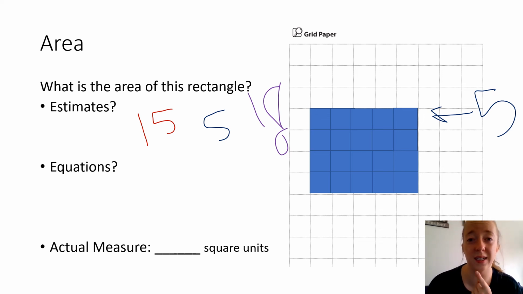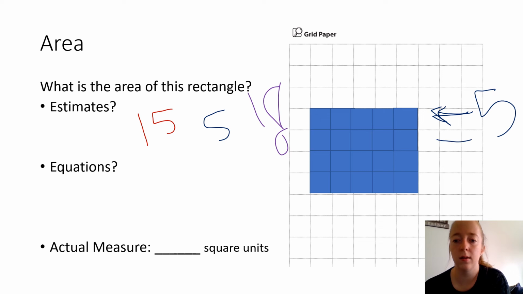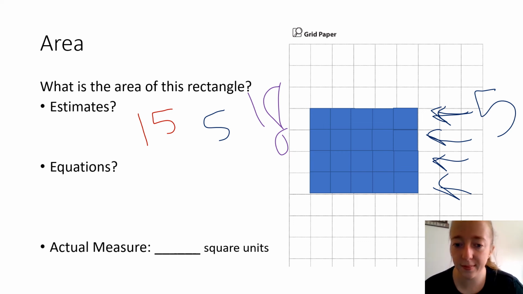So can we do that together? Let's skip count by 5s until we get to the end. So we have 5, 10, 15, 20. So how many square units is our rectangle? Say on 3. 1, 2, 3. 20 square units.